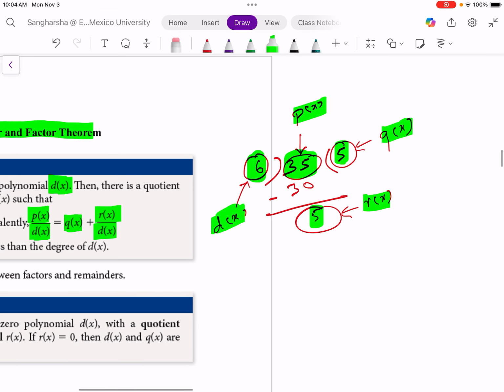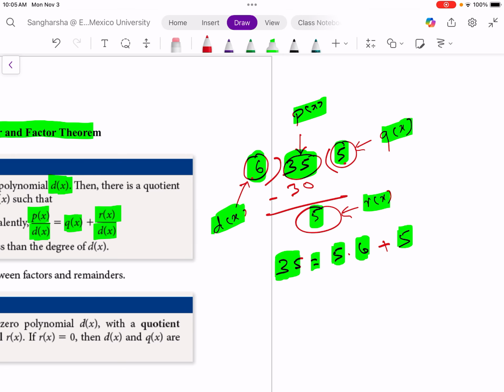Now we can rewrite 35 as the quotient, which is 5, times divisor 6 plus remainder, which is 5. Is it true or false? So we have our 35, okay? So 35 equals 5, which is our quotient, times divisor plus the remainder. So 5 times 6 is 30, 30 plus 5 is 35, okay?